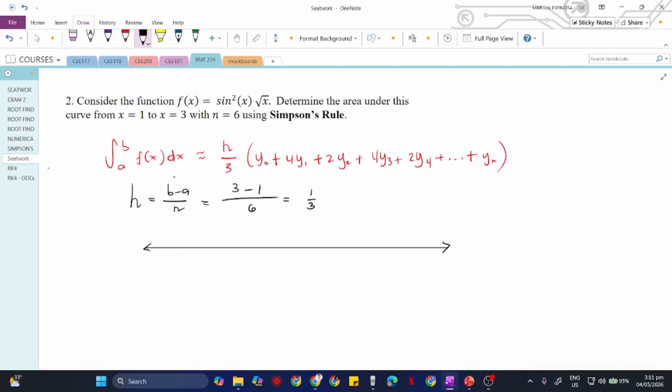Lagay natin yan dito, no? So, yung x sub 0 natin, of course, that is 1. Dagdag natin yung 1/3, magiging 4 over 3 to. Then, dagdag tayo ulit ng 1/3, magiging 5 over 3 yan. Then, 1/3 ulit, magiging 6 over 3 or 2. Then, 1/3 ulit, magiging 7 over 3. Plus 8 over 3. Plus 9 over 3 or 3. So, ilang subintervals to? 1, 2, 3, 4, 5, 6. So, 6 subintervals. That is correct.